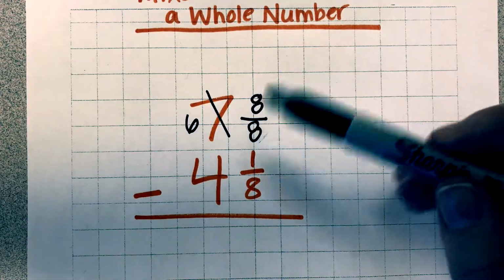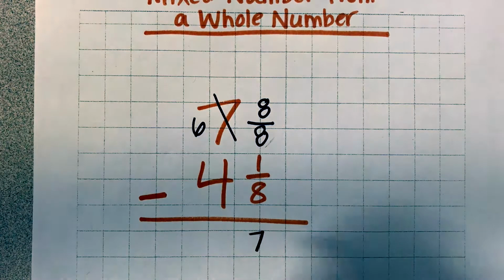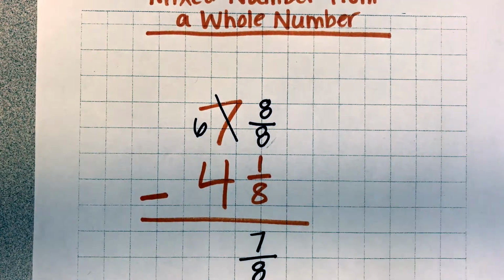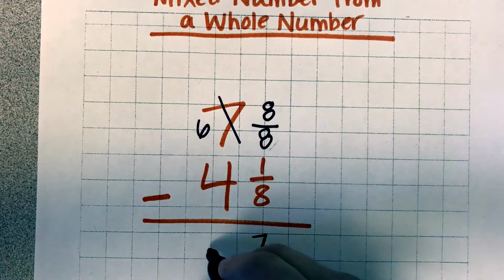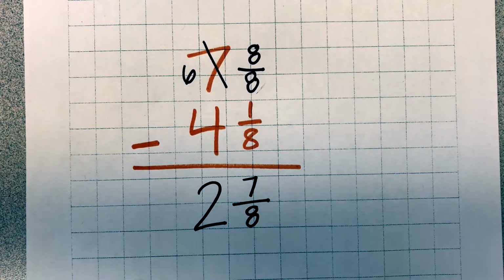So now, really easy, all you have to do is 8 minus 1 is 7, and then pull down that 8 as our denominator, and then 6 minus 4 is 2. So our answer is 2 7/8.